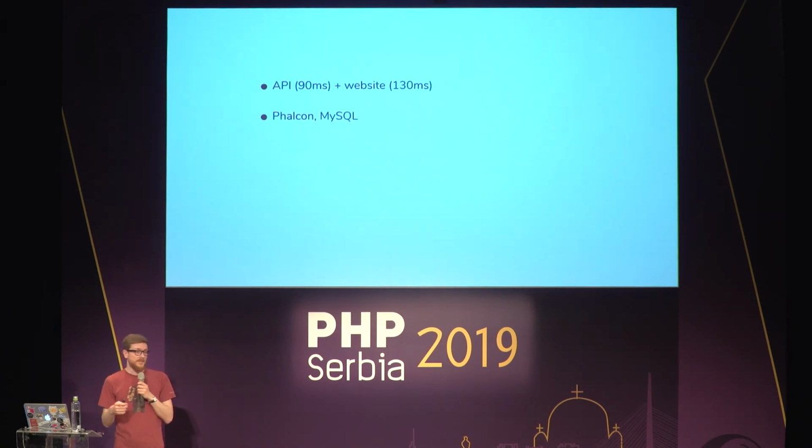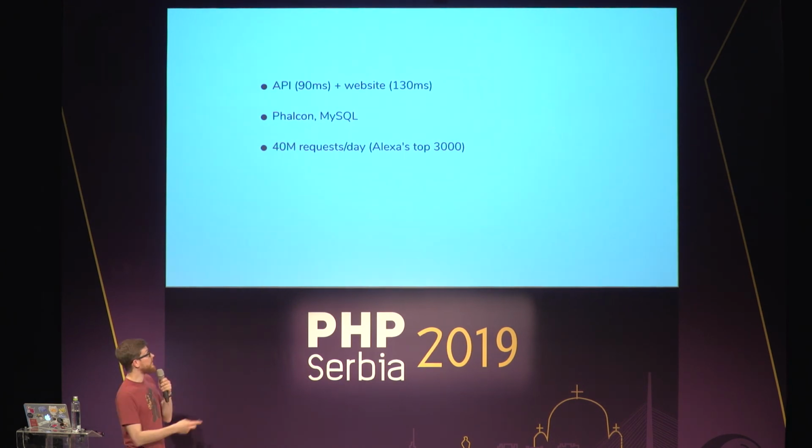Because their website is actually a very big website. They processed 40 million requests per day. And I looked it up yesterday, they're in the Alexa's top 3,000 websites. To give you an idea, Laravel.com is the same range. PHP.net is top 2,000. So they do have a lot of traffic. They do use MySQL. They do use PHP on Amazon Lambda, and for them, it runs really great.